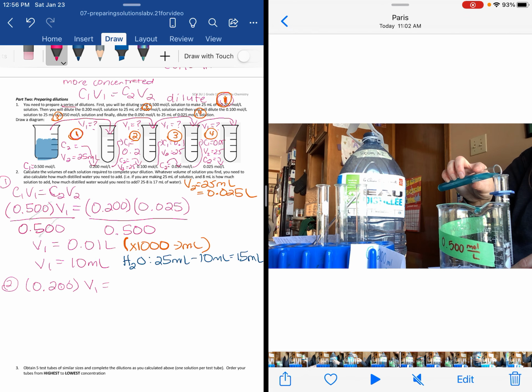Okay, so then what am I trying to make? This time I'm halving it, so 0.1, but still 25 milliliters. And you do the same thing. So you're going to get rid of the 0.2, you divide by 0.2.